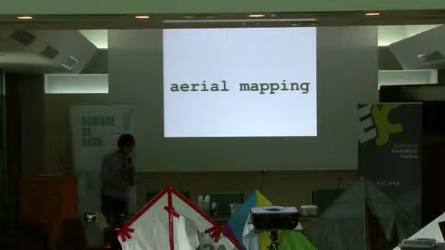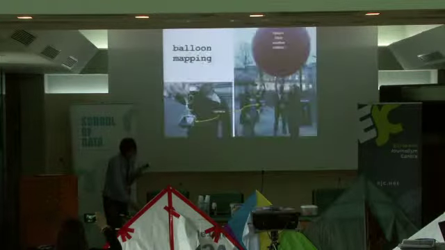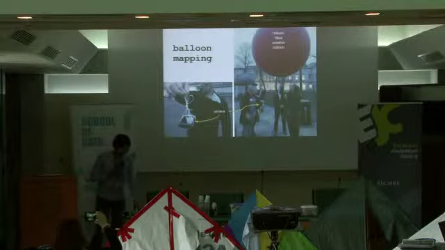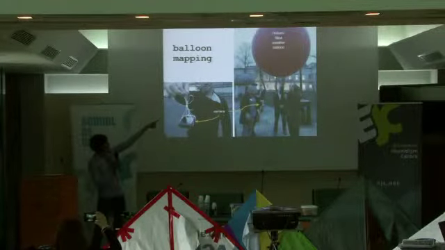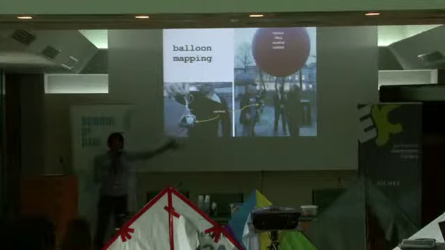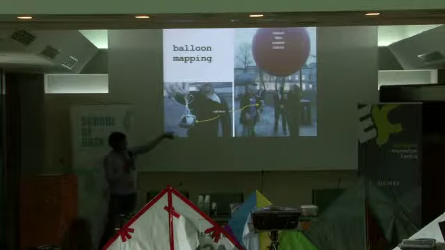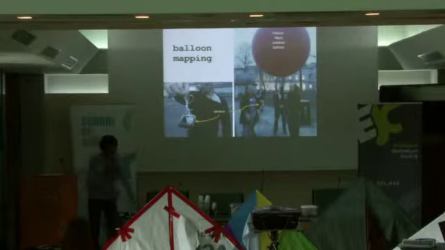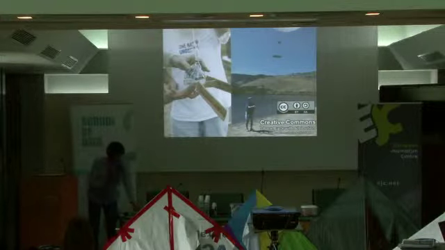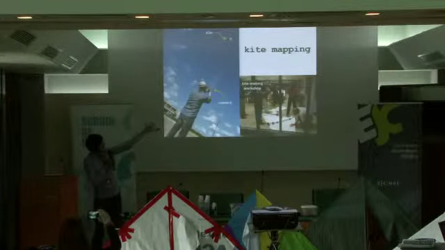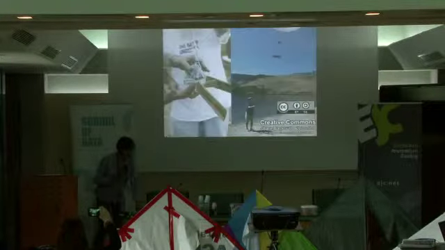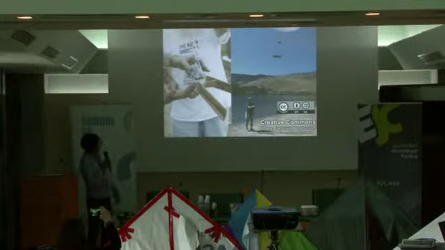Okay, so let's talk about aerial mapping. We can do balloon mapping, and that is, you basically take a helium balloon, you fill it up with helium, and you attach a camera, and you send it up. Or you can use, sorry, let me go back. Or you can use kites, and again, you attach the camera, and you send it up. What do you send up?